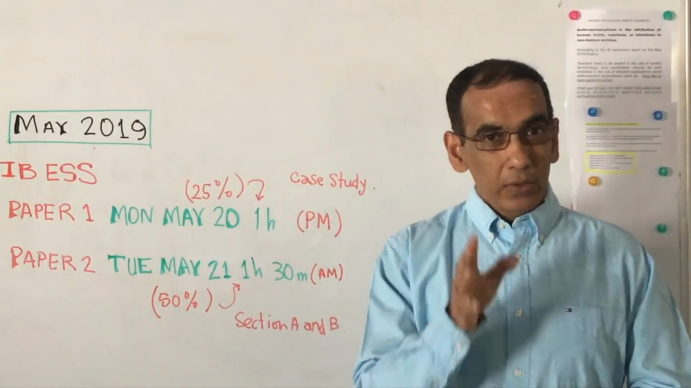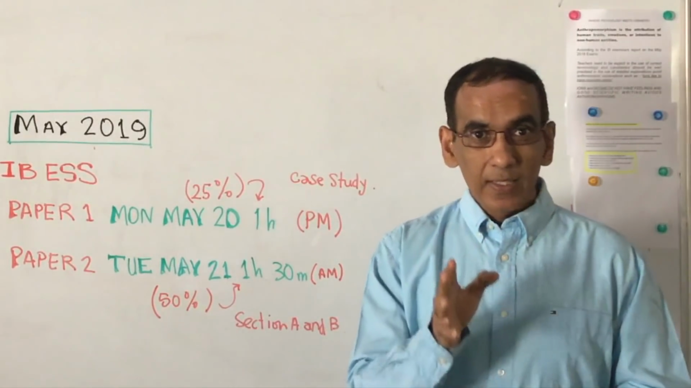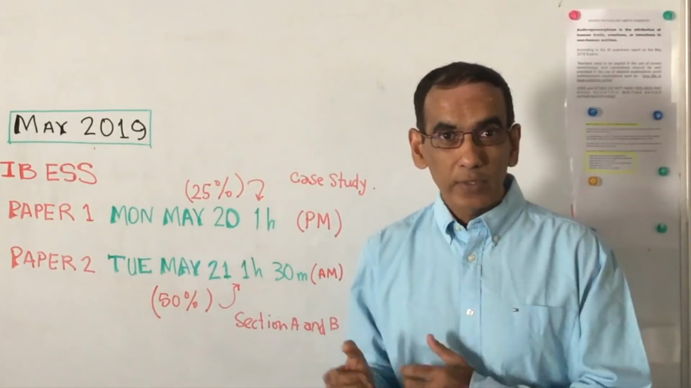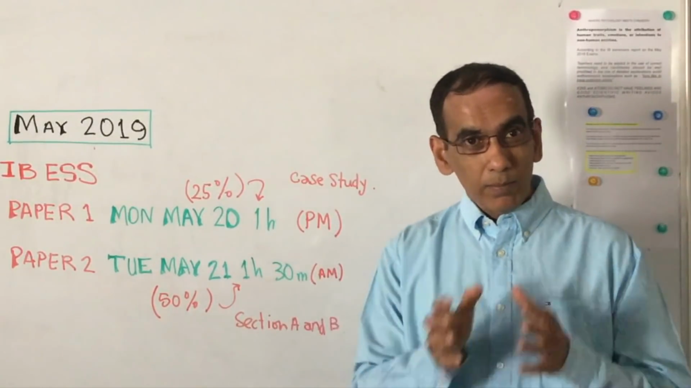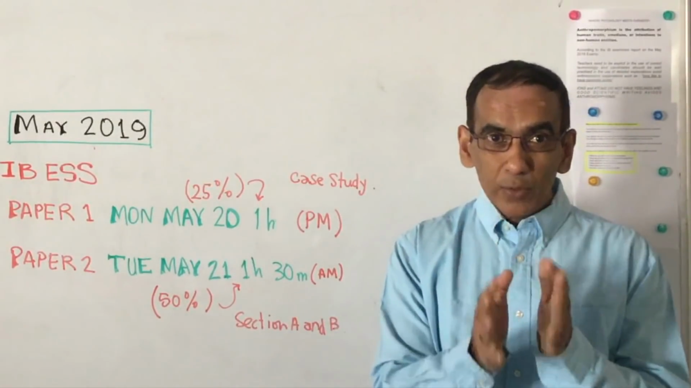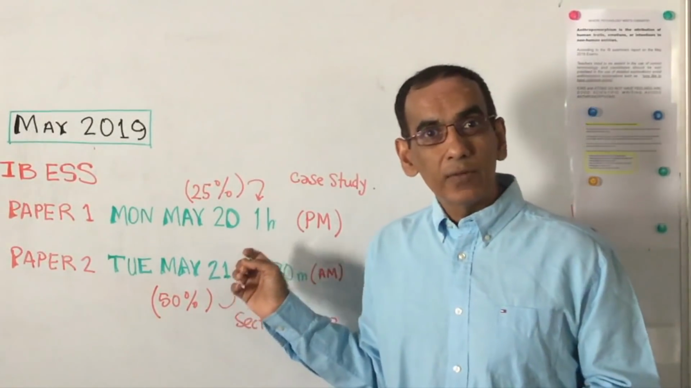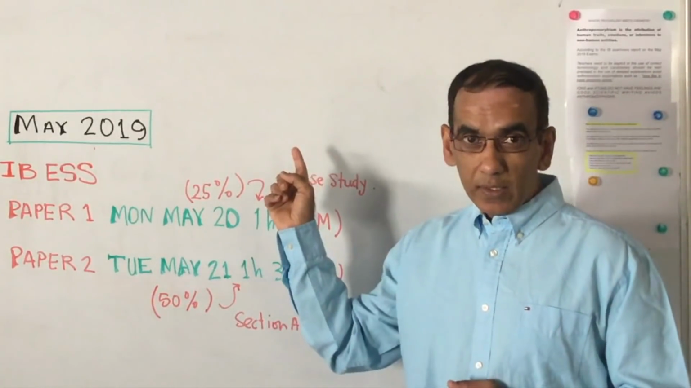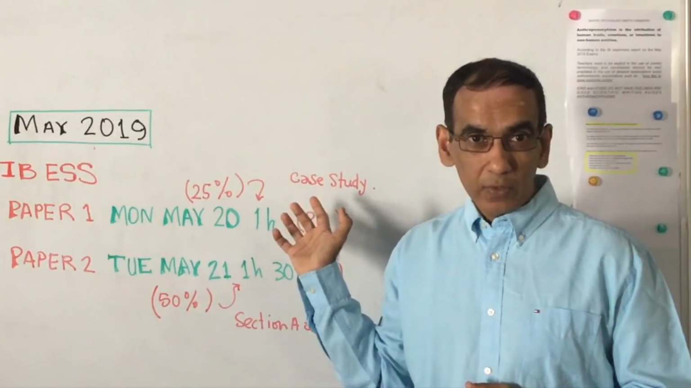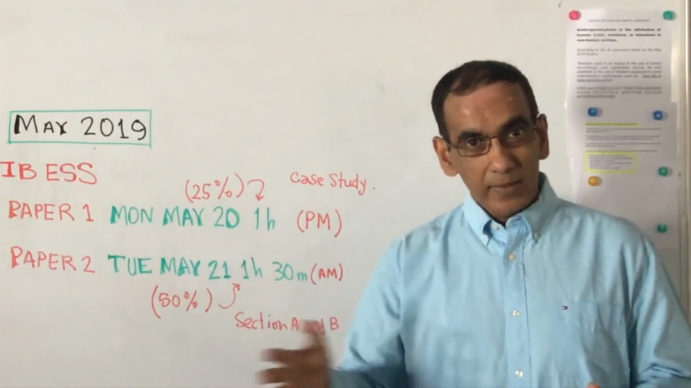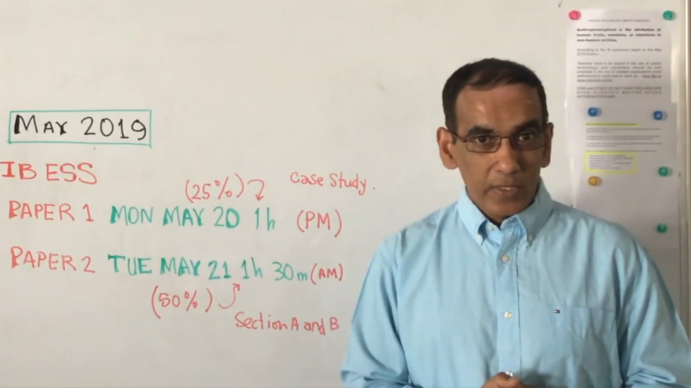After this paper, you go home for a night of rest and final study as you prepare for the all-important paper 2. Paper 2 is 90 minutes long, and it's going to count for 50% of your final grade in environmental systems and societies. Paper 1 makes up 25% of your grade, and the IA, the internal assessment, comprises the remaining 25%.